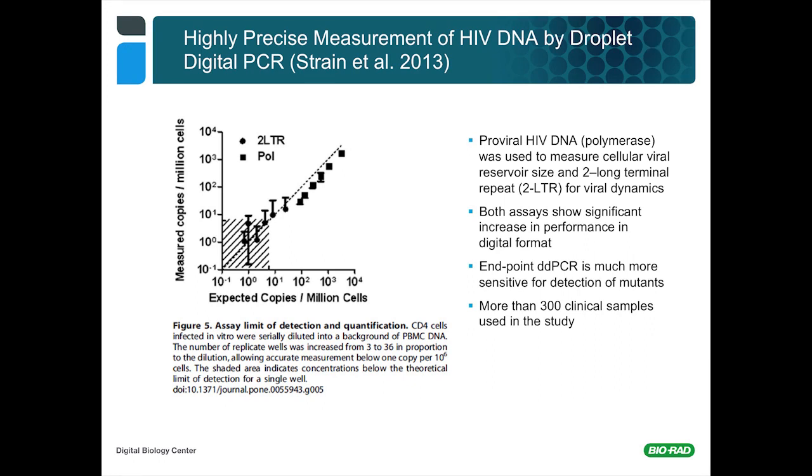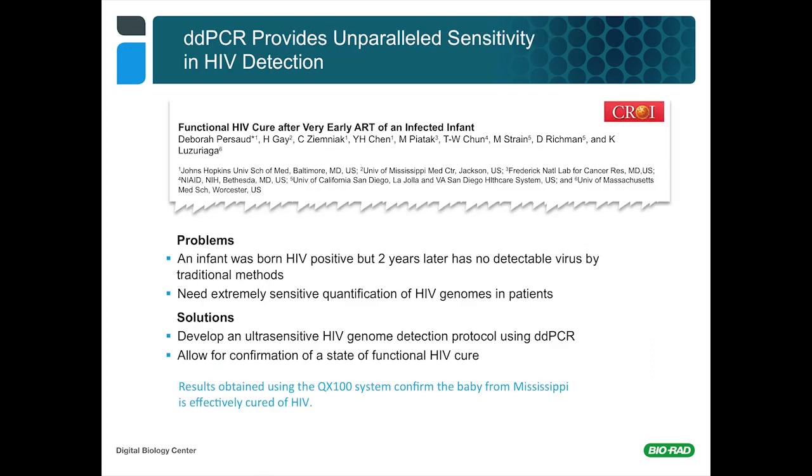So these assays have been adopted within the HIV community, and we're starting to see a number of efforts being conducted and published, including this one in this next slide, where it was deployed by a study from Dr. Deborah Persaud at Johns Hopkins in trying to assess whether an infant that was born HIV positive, treated immediately after birth with intensive antiretroviral therapy, then was serendipitously off of treatment for about 6 months, and when the infant came back and they tested for virus using the droplet digital PCR system, they could find no detectable virus left in the infant, the toddler at this point.